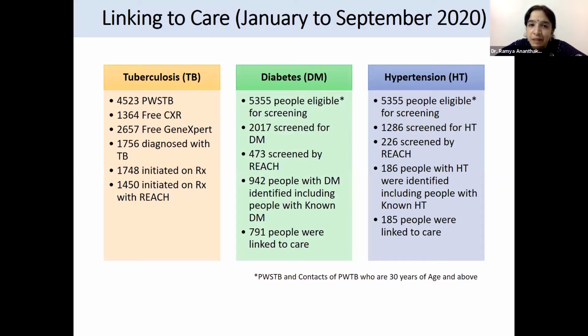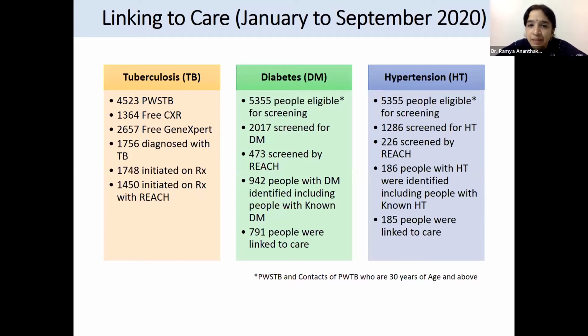So very briefly, looking at what has been the care in the last 9 months. We were able to provide access to diagnosis for nearly 4,500 people with TB, and we were able to provide free chest X-ray and GeneXpert, and 1,756 were diagnosed with TB, and most of them initiated on treatment.